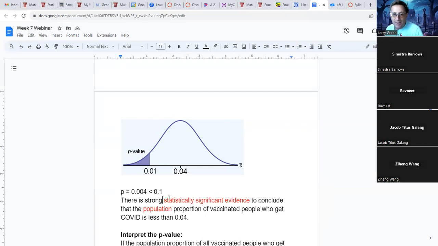Okay, I want to mention I have highlighted in red statistically significant evidence. Any guess on why I highlighted that in red? I've done this many times now in this class, and I've asked you. And I also highlighted in red the word population. Yeah, if you don't use that vocabulary, what's going to happen? I will take off points.